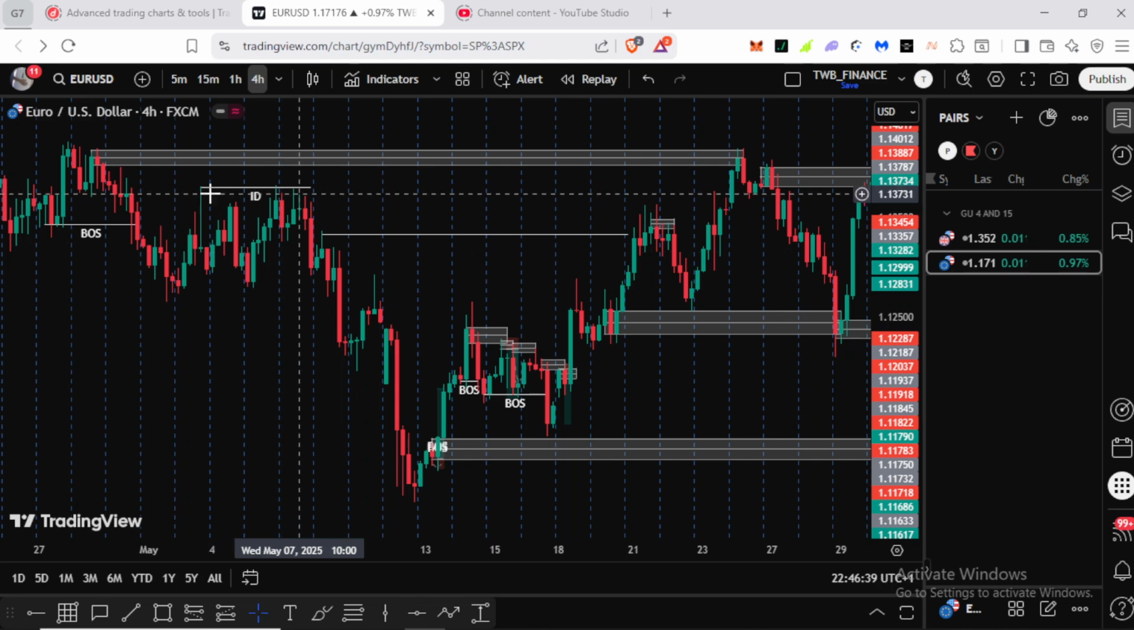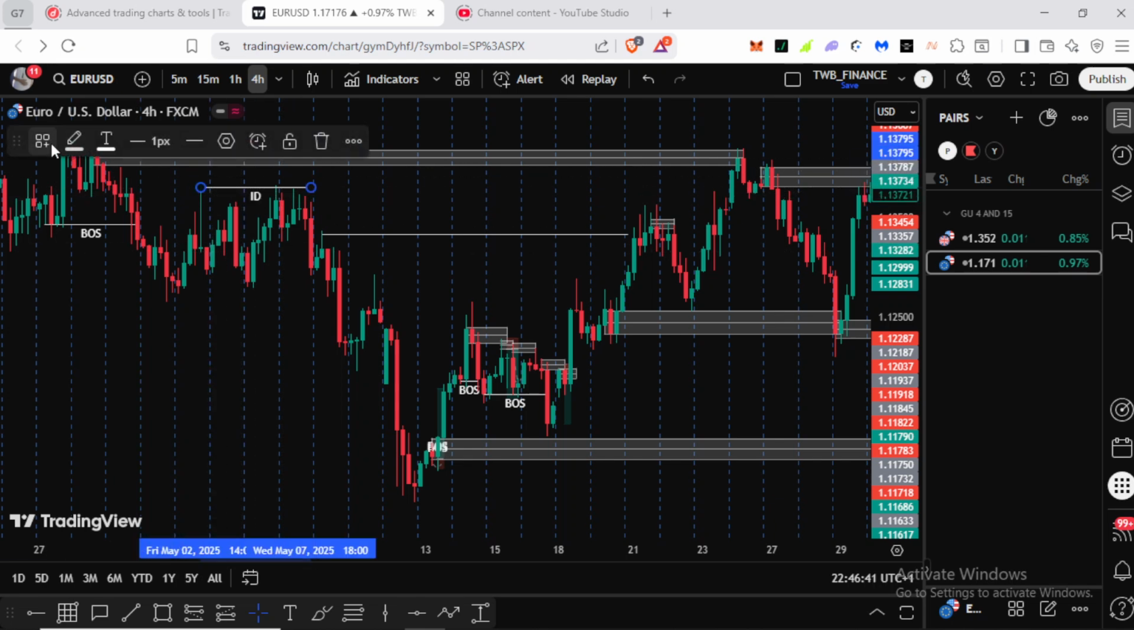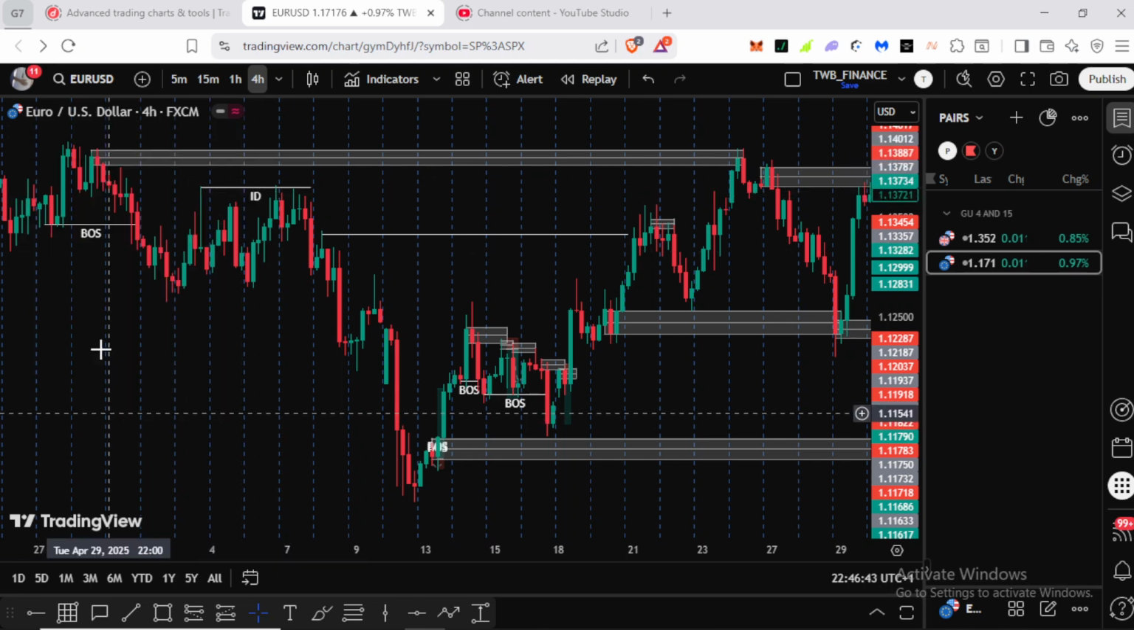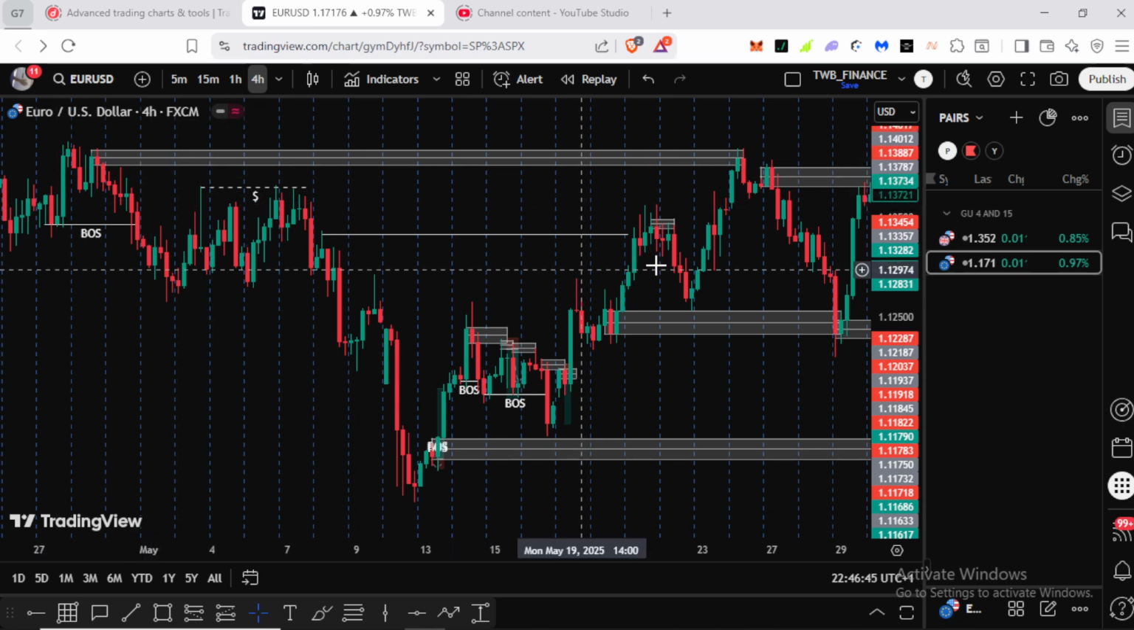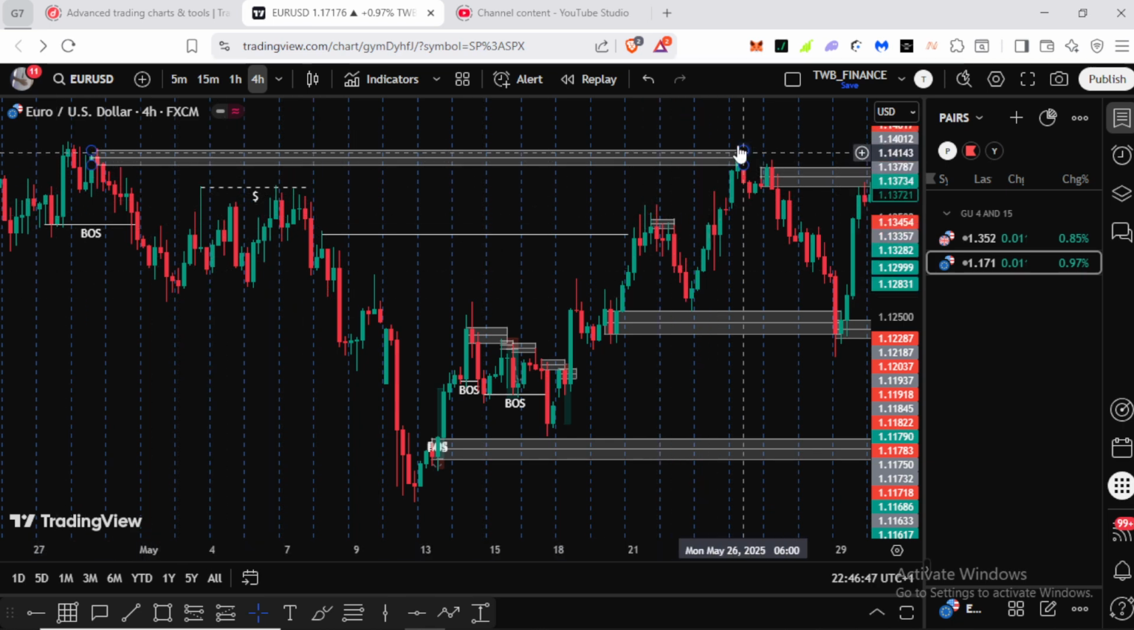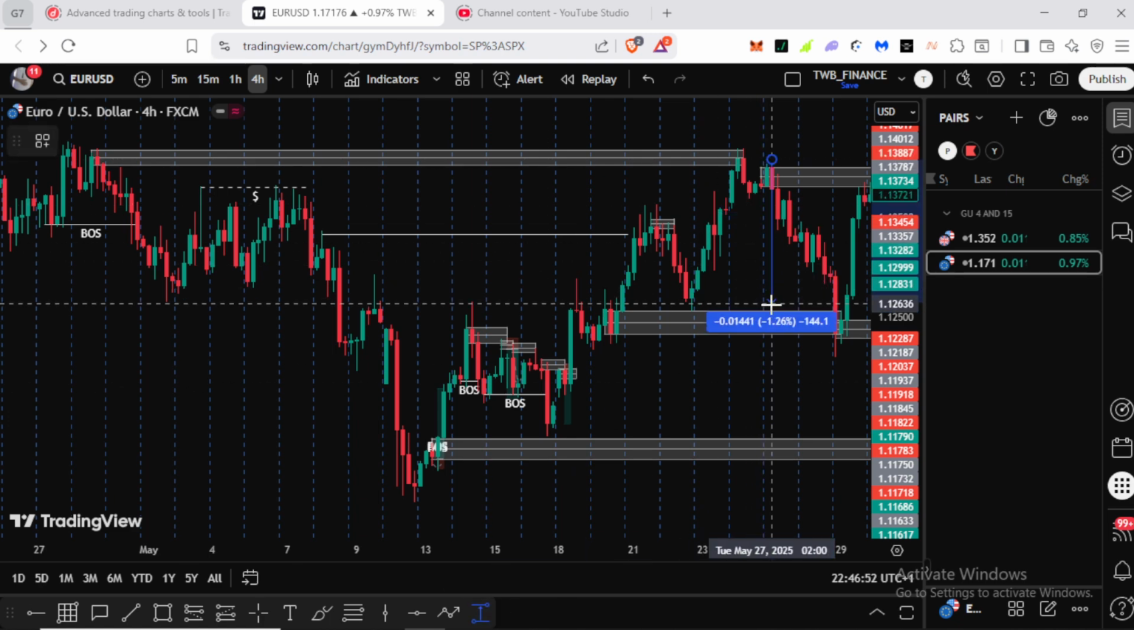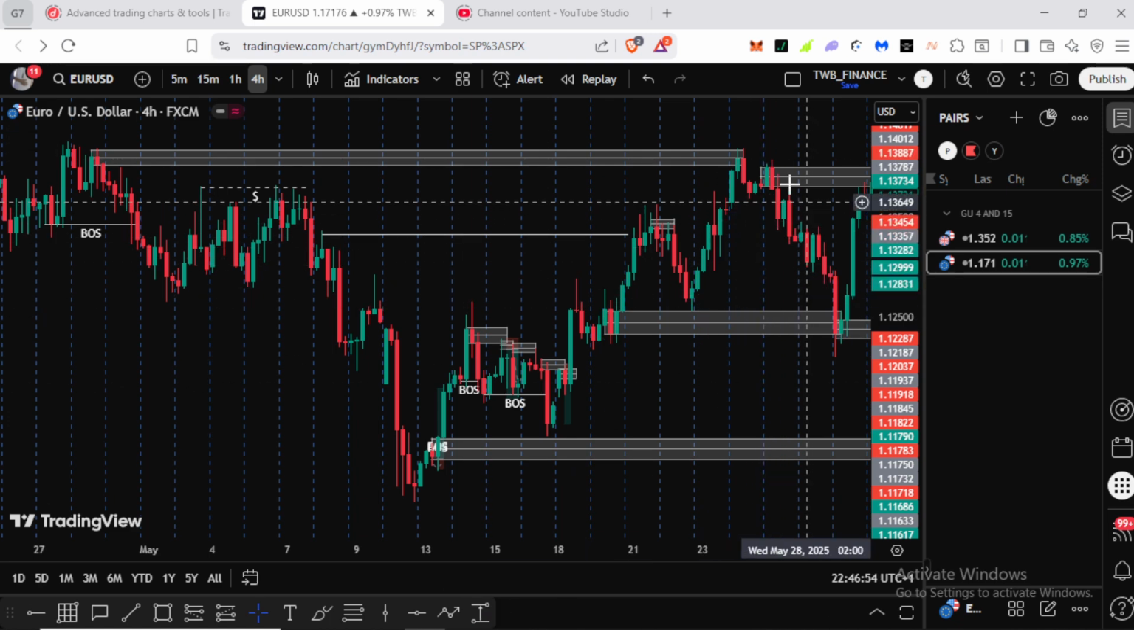Even here, I'll just say liquidity. Let me put liquidity because there's a lot. Yes, there's a lot going on here. And immediately price touched it. It sold. At least it did how many pips? 150 pips. And then why did this zone fail?